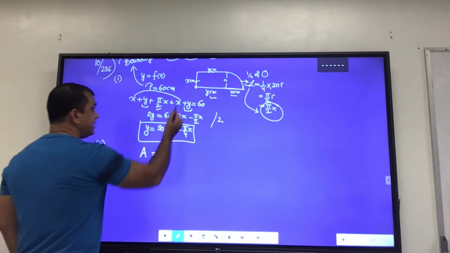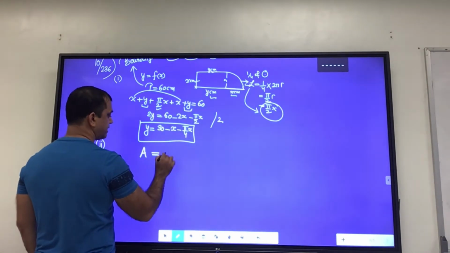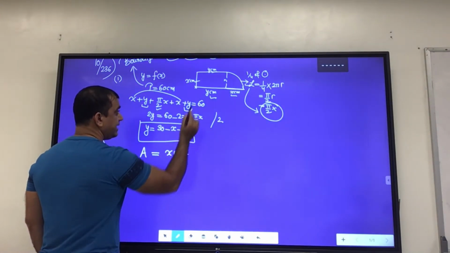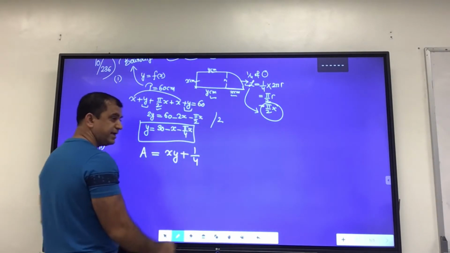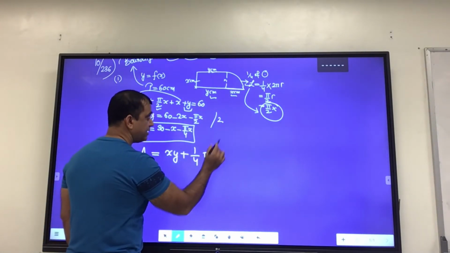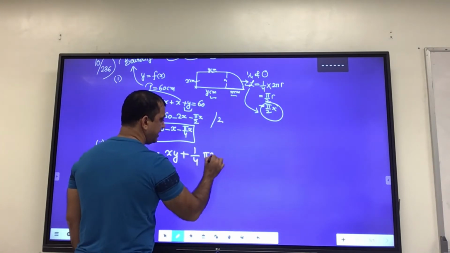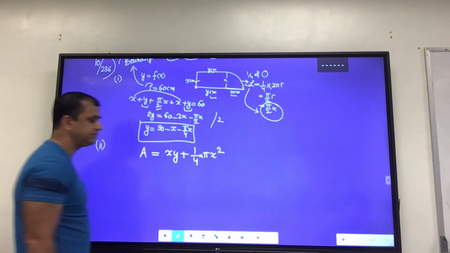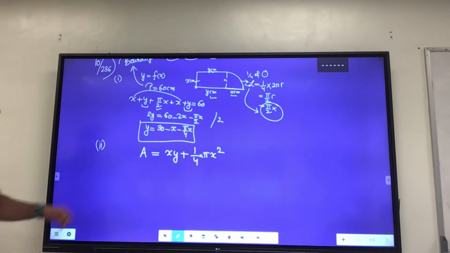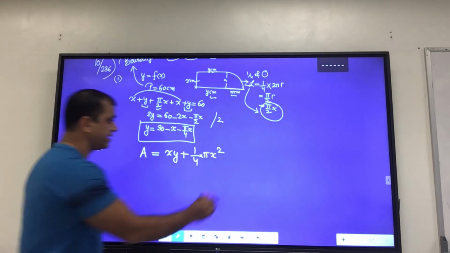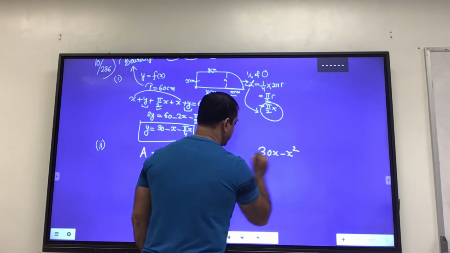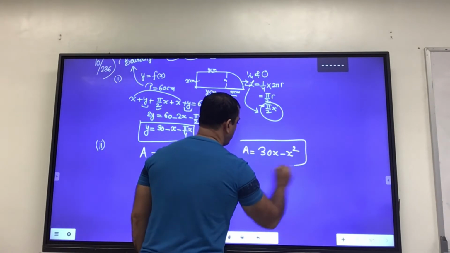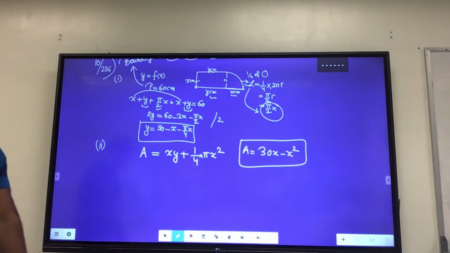So area is area of rectangle, xy. Area of 1/4 means 1/4 of the circle. Circle area is pi r squared. r is x. So pi x squared. I should write and multiply. Okay? Clear? Now, we want the area to be proven like 30x minus x squared. This is the target. We want to prove this area 30x minus x squared. This we need to prove in the second part. So what do you think we should do? Suggestion?